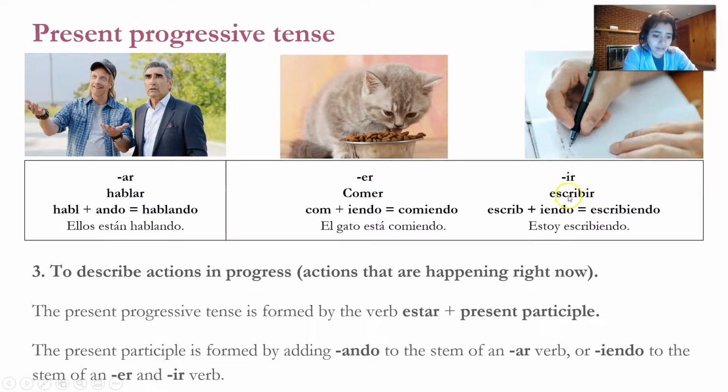For an IR verb, like escribir, which is a regular IR verb, you take away the IR ending and you stay with the verb stem, escrib. And then, because it's an IR verb, you add the iendo to form the present participle. So you have escribiendo. Estoy escribiendo. What am I doing right now? Estoy escribiendo. What am I doing right now? Estoy hablando. So just remember, you only use the present progressive tense in Spanish to describe something that's happening right now.